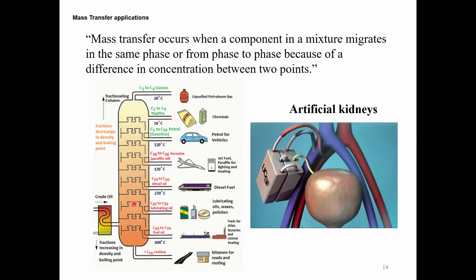All right, and for other examples, you could design artificial kidneys. In the kidney, mass transfer is happening from one fluid to the other. From blood to your urine, mass transfer is happening. Ions are being transferred. And by knowing mass transfer, you can design artificial kidneys.